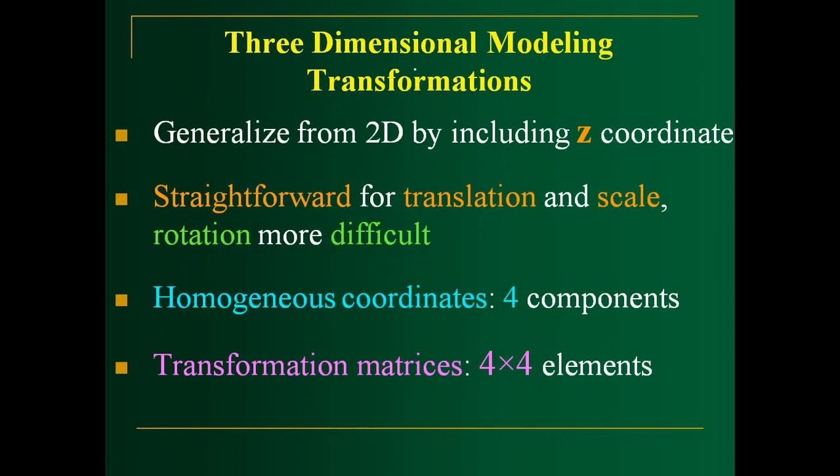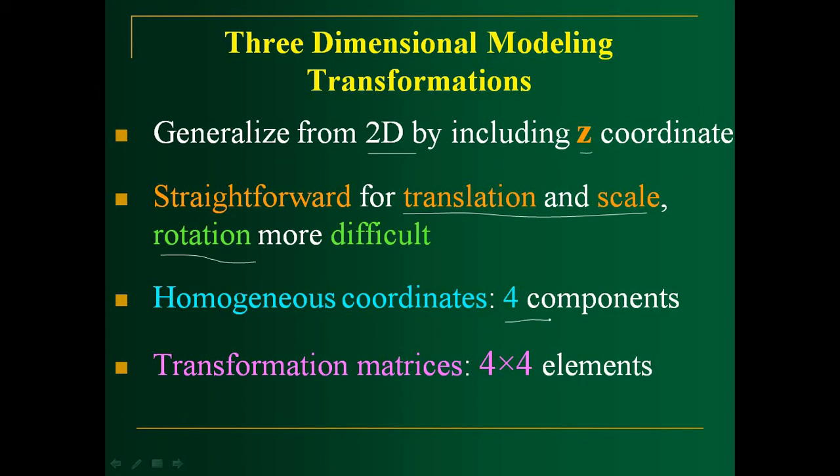Now, what three-dimensional modeling transformation does is that it generalizes from 2D by including the z coordinate. It is straightforward for translation and scale, but rotation is more difficult. So for translation and scaling, it is quite straightforward. Rotation will be a little bit complex. Okay. Homogeneous coordinates will have four components.